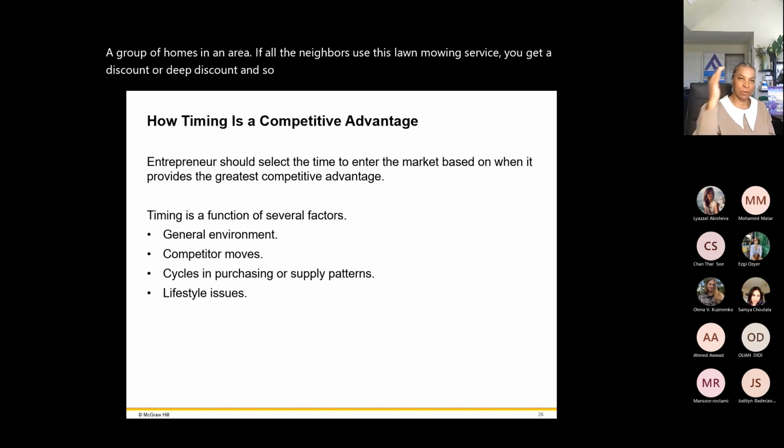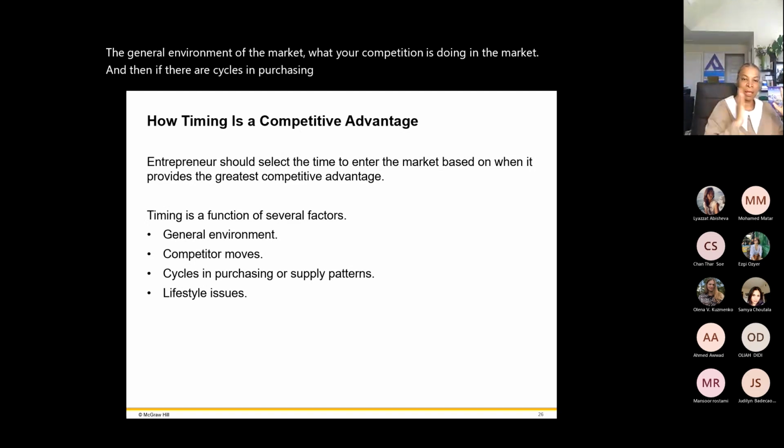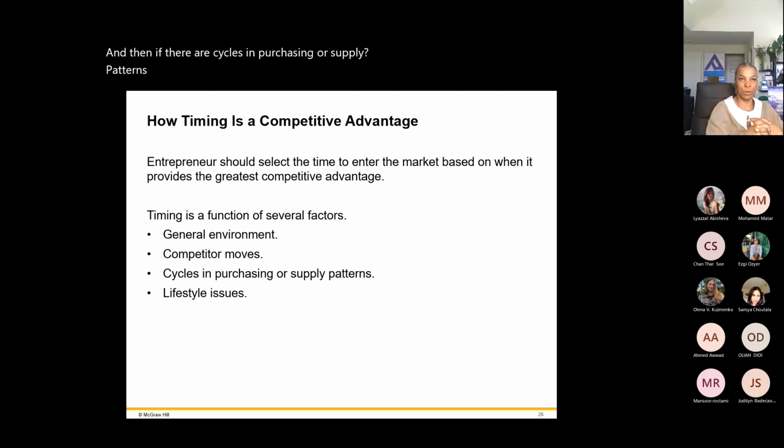So you've got to think about what's the best time to enter the market. So the general environment of the market, what your competition is doing in the market, and then if there's cycles in purchasing or supply patterns, like if people are purchasing EVs during the springtime or the summertime or what have you.